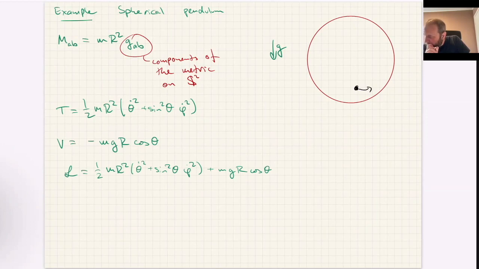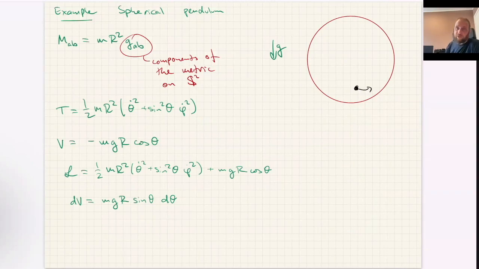Okay, what about the V? If I just take the V here, it depends only on theta, right? If I differentiate cosine theta, I get minus sine theta. So it's mgr, which are just constants, and sine theta d theta.